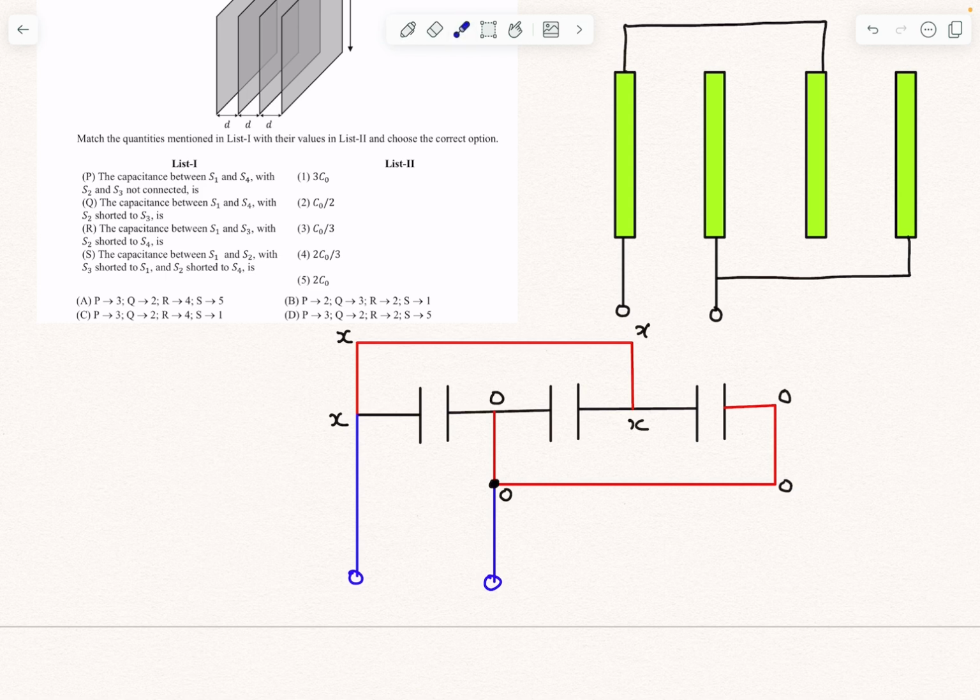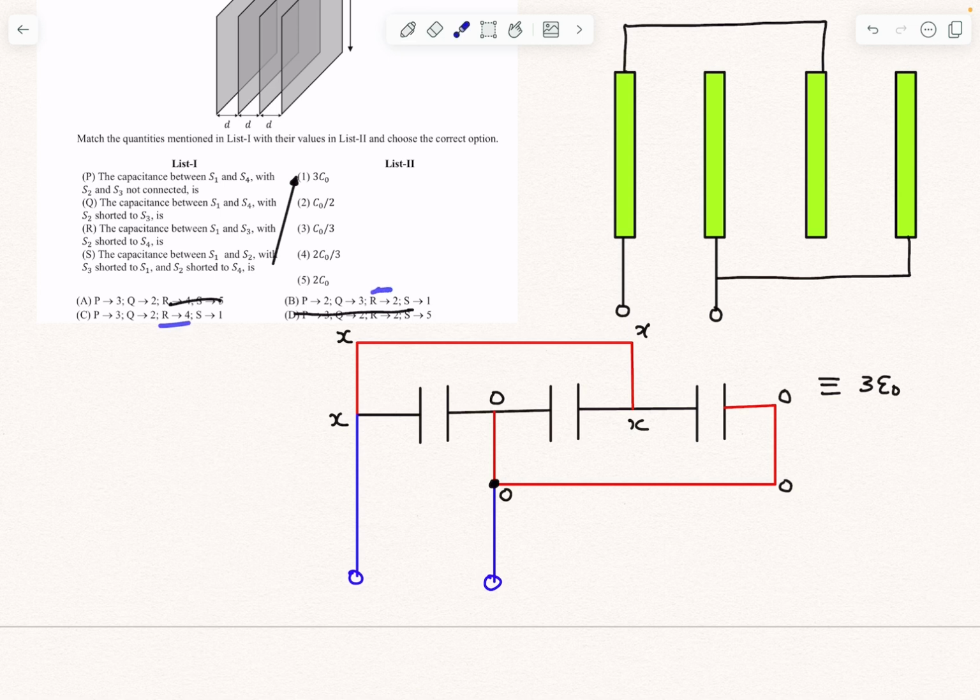If you observe something, guys, this capacitor is across the potential of x and 0. This capacitor is also across the potential of x and 0. And similarly, this one is also across x and 0. So basically these three capacitors are in parallel. Then its equivalent capacitance would be the sum of their individual capacitances. So the answer is nothing but 3C0. So option S should match with option 1. So I can disregard options A and D.